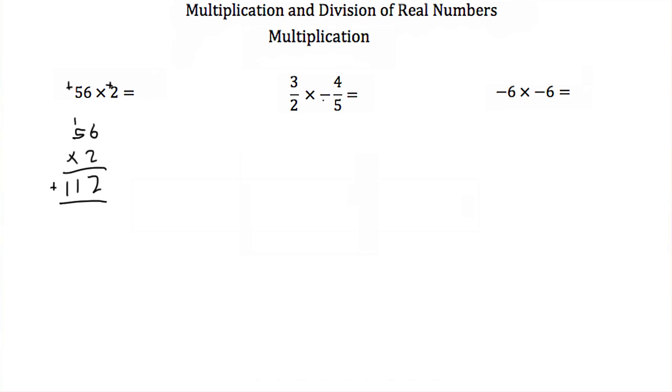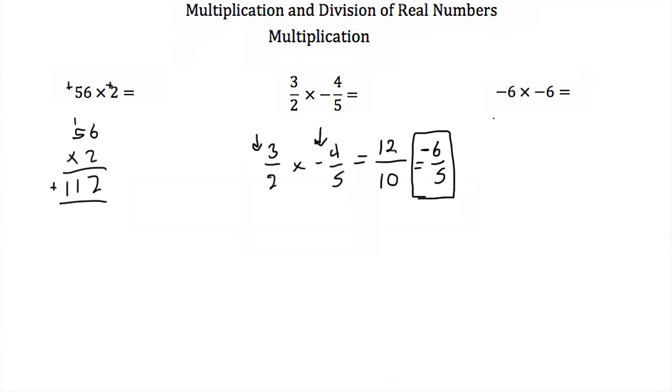3 halves times a negative 4/5. We would multiply this, pretend like the sign's not even there. So 3 times 4 is 12. 2 times 5 is 10. This reduces to 6/5. And now go back and check your signs. Here we have a positive 3 halves and a negative 4/5. So since we have one positive and one negative, this is actually a negative 6/5.